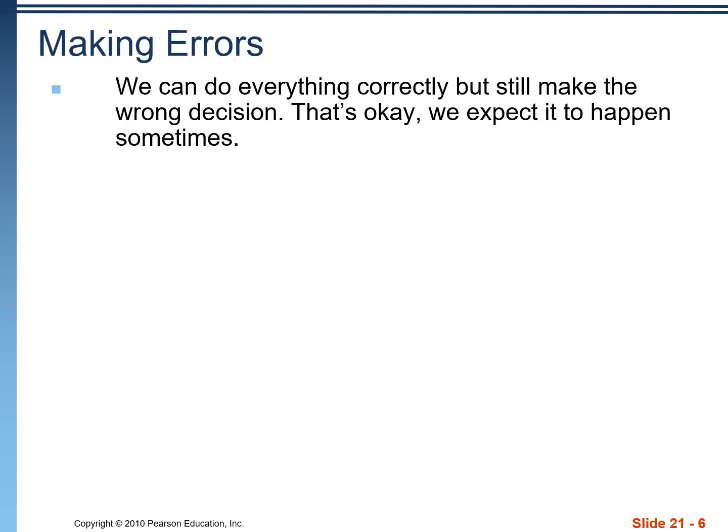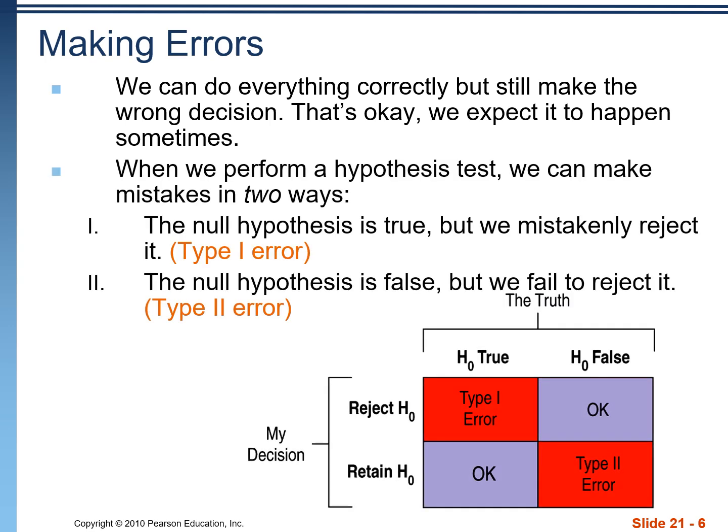Now, sometimes we do a hypothesis test and we do everything correctly, but we still make the wrong decision when it comes to rejecting or failing to reject the null hypothesis. And that's okay. We expect it to happen sometimes because natural sampling variation will sometimes fool us into making that wrong decision, such as rejecting a null hypothesis that's actually true. So there's two types of errors that we can make. The first one's called a type 1 error. This is the first type of error we can make.